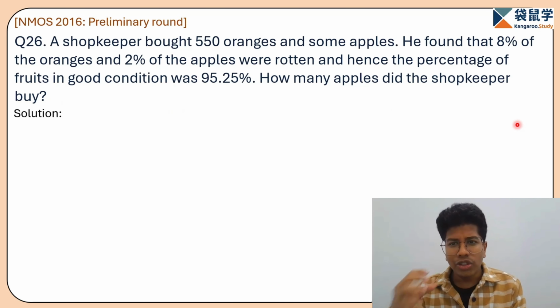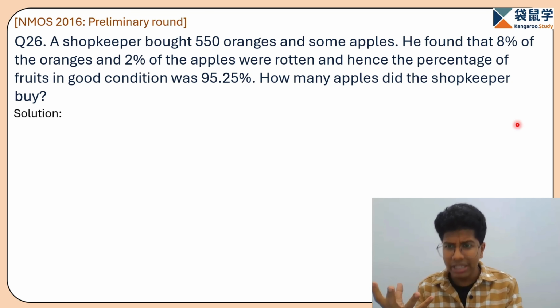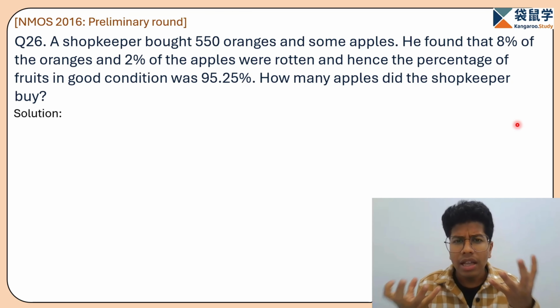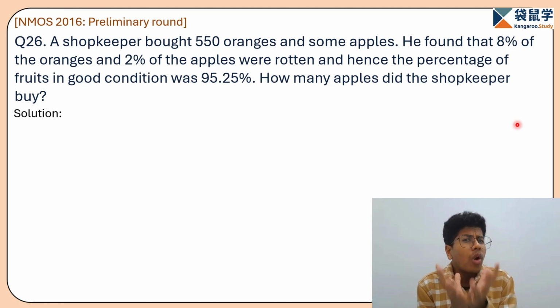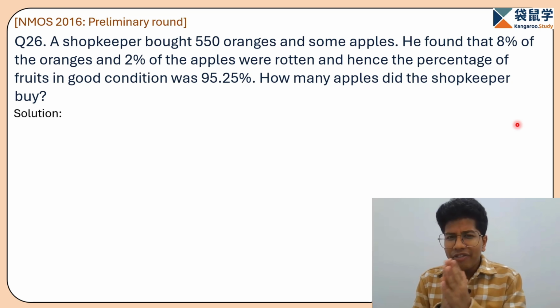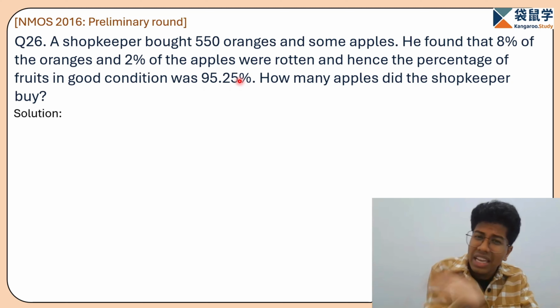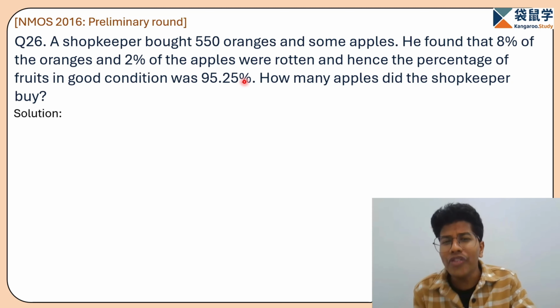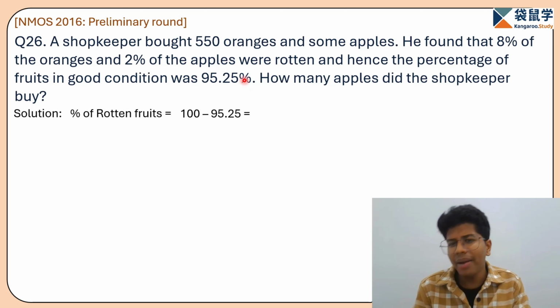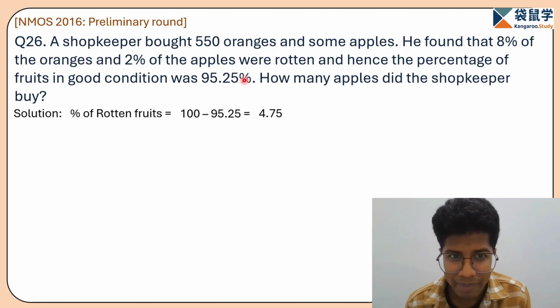So let's see. Shopkeeper bought 550 oranges, but here we need to find out for apples, right? But the percentage given is for rotten. For oranges, it's 8%. For apples, it's 2%. This means if I find out the overall rotten percentage, how to find it out? Yes, good condition is 95.25%. So every other percent is just rotten. To find out, it's just 100 minus 95.25, which is equal to 4.75.